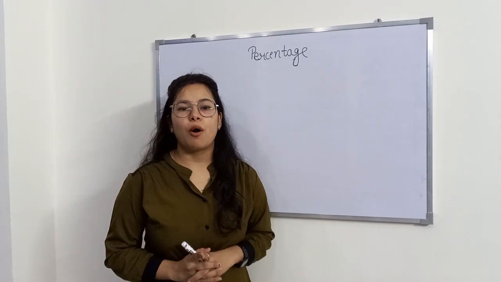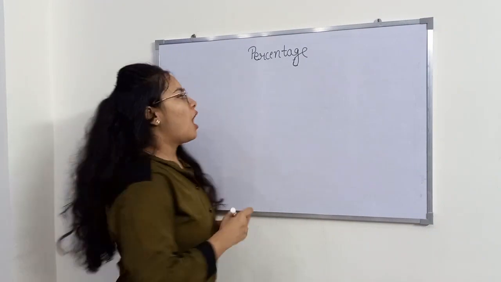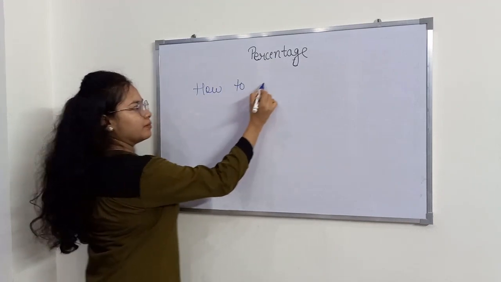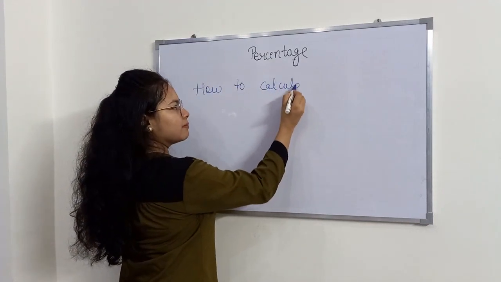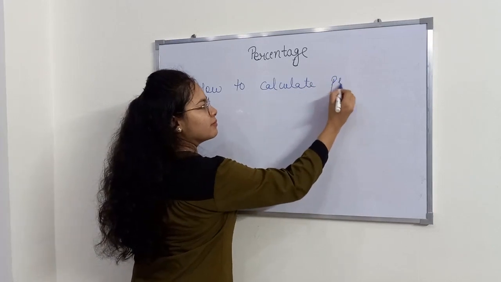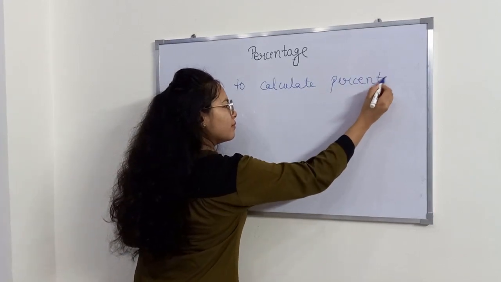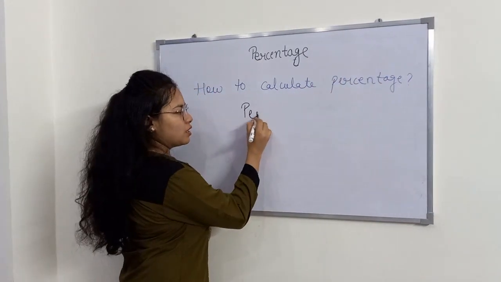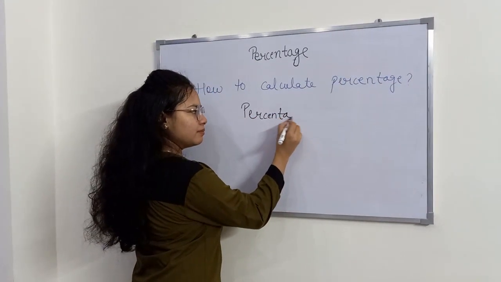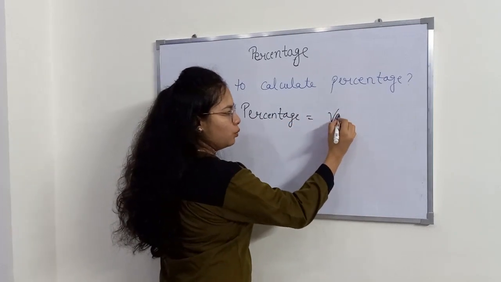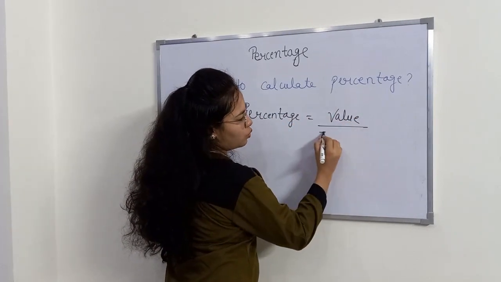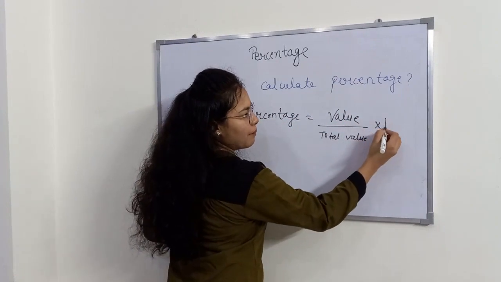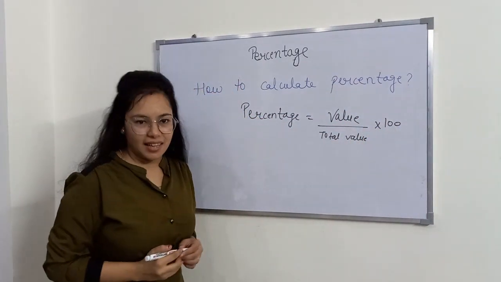Now let's discuss the formulas of percentage. How to calculate percentage. Percentage is equal to value upon total value multiplied by 100. So let's take an example.